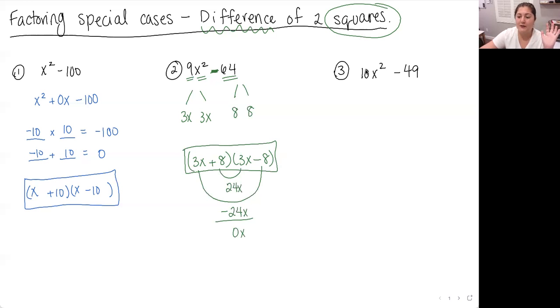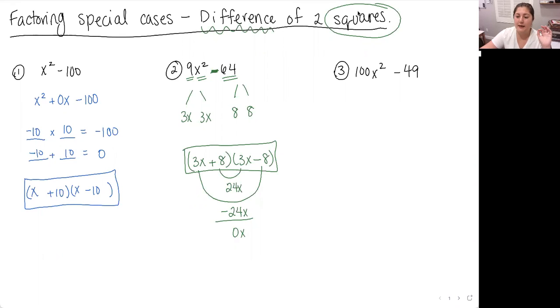So before you go ahead and solve this next problem, I made a mistake. It should have been 100, not 10. Okay, now I don't like how it looks. Okay, here we go. 100x squared minus 49.